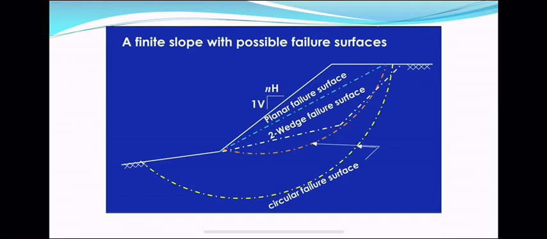So in a given slope there can be a number of failure surfaces, but one has to determine the failure surface which actually gives the critical factor of safety, or the least factor of safety, and that particular failure surface is called the potential failure surface. It is called the critical failure surface whenever the factor of safety is least.